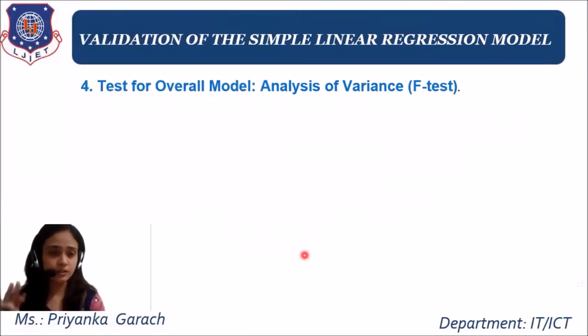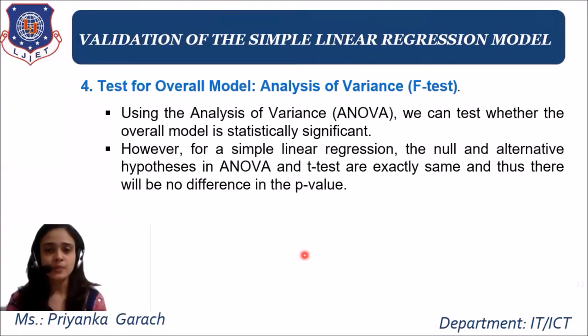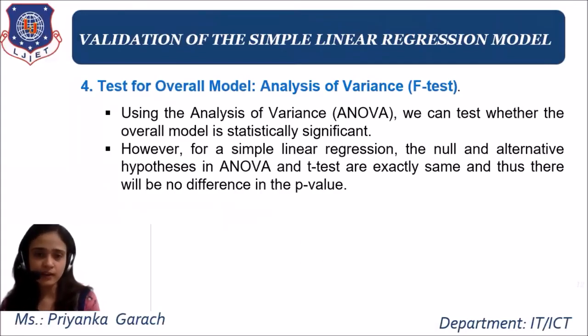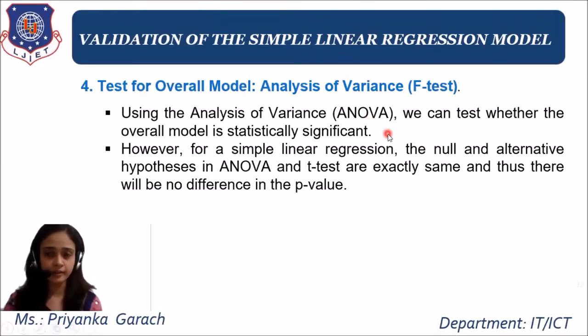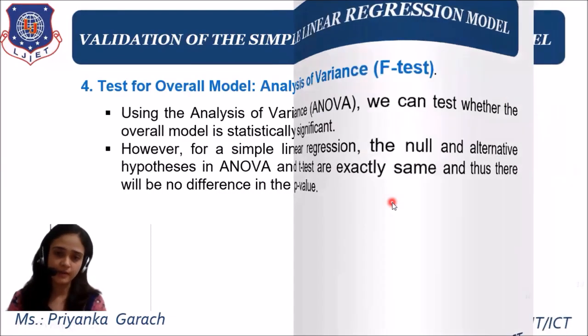The fourth test that you can perform for the validation is the analysis of the variance, that is the F test. So what is the F test? That is the ANOVA, the analysis of the variance. Over here we have to focus on the variance. So we can test whether the overall model is statistically significant or not based on the ANOVA. For the simple linear regression, the null and the alternative hypothesis in ANOVA and the t-test are exactly the same, and thus there will be no difference in the p-value.